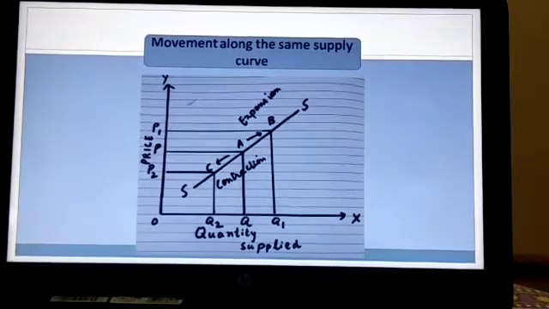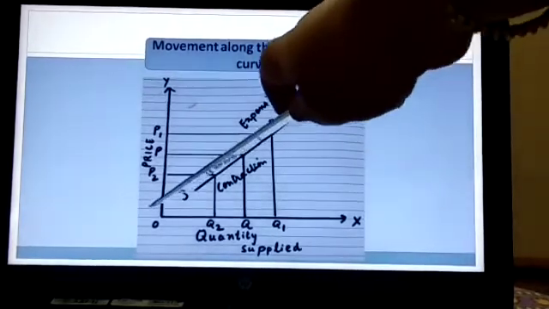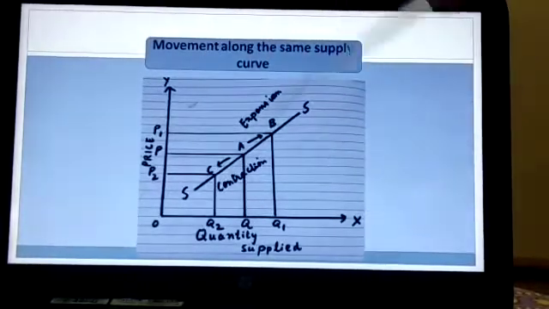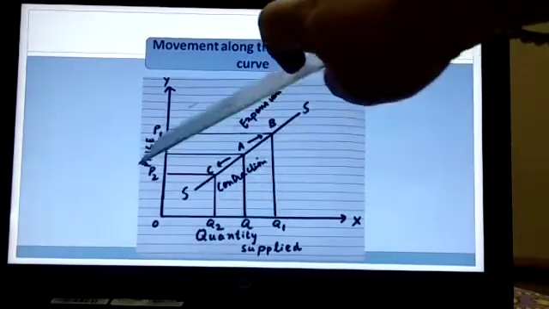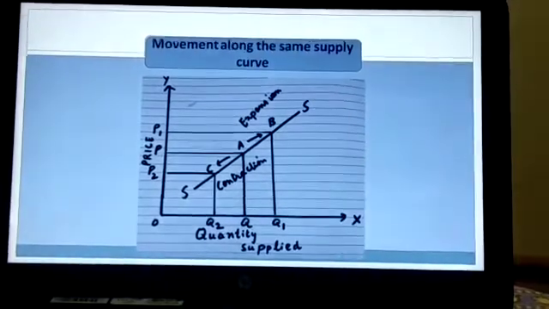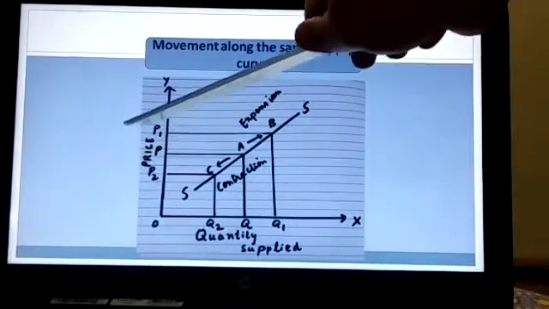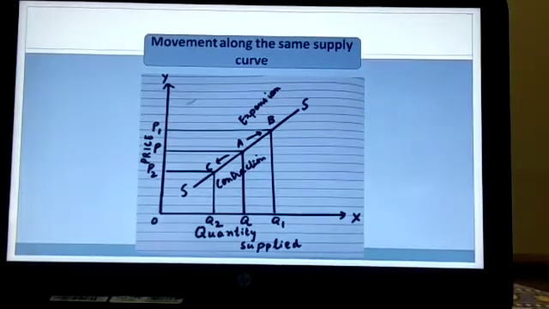Now first we will do the movement concept. As you can see, movement happens only and only because of price. Quantity supplied, price. You make this SS curve first, with quantity supplied and price on the XY axis. This is the initial P, this is the initial Q. When the price increases, the quantity also increases, correct? When the price is increasing from P to P1, the quantity is also increasing from Q to Q1. It leads to expansion of supply.